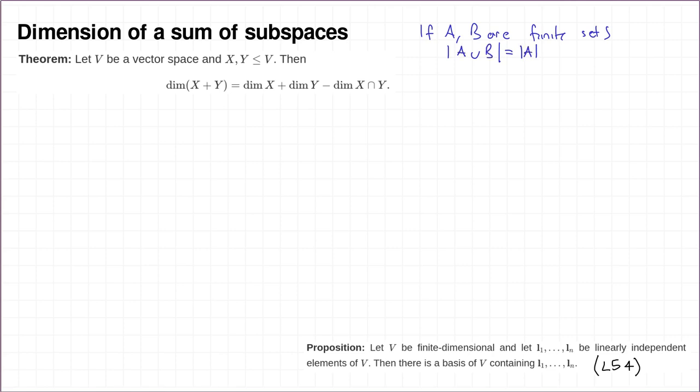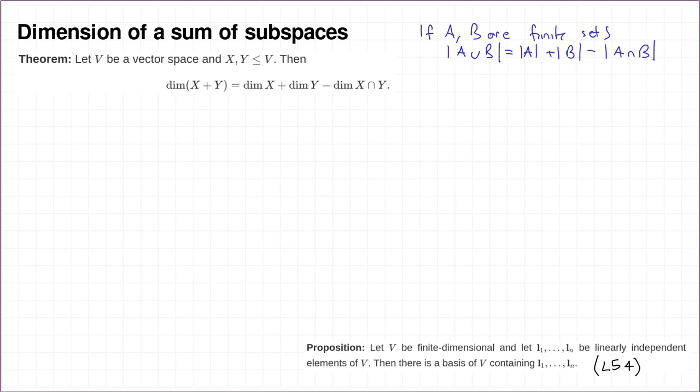is the size of A plus the size of B minus the size of A intersect B. And this is a very similar result for dimensions of vector spaces. Only instead of union, we've got sum, and instead of size, we've got dimension.